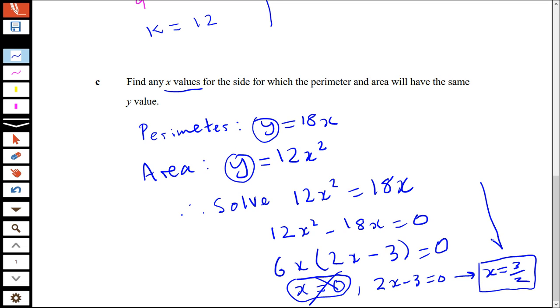So, and also technically you should put units there as well. So write down x equals 1.5 centimeters. That's it.